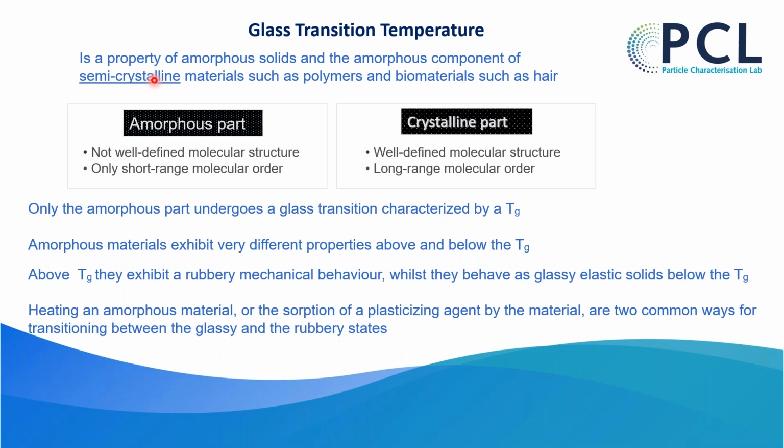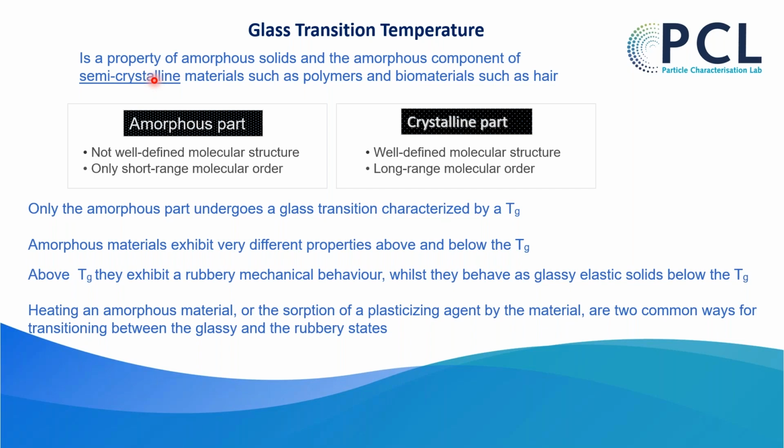And to remind you, if we have a crystalline material, it's a well-defined molecular structure with long-range molecular order. The amorphous material is not a well-defined molecular structure and only has some short-range order. So they're different molecular structures. And if we have a Tg, only the amorphous part will see a Tg.